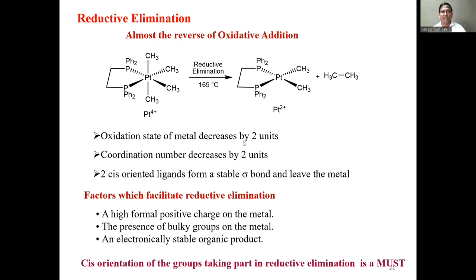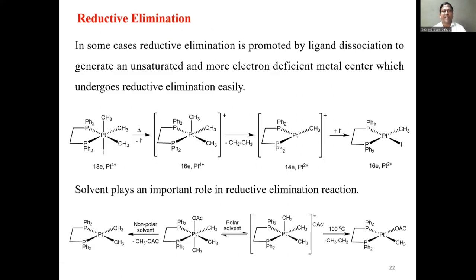So we'll move to the next portion, that is some examples. In cases where reductive elimination is promoted by ligand dissociation, we can have an unsaturated and more electron-deficient metal center which undergoes reductive elimination very easily. For example, here it is an octahedral platinum(IV) complex with 18 electrons. First, the iodide ion is eliminated, so we get a 16-electron platinum(IV) species.